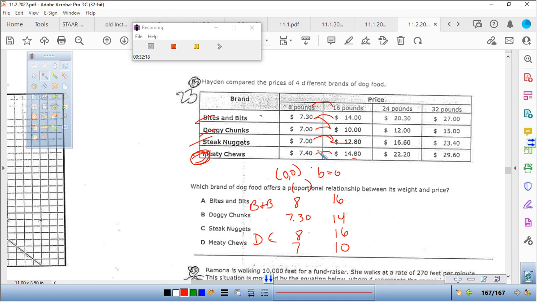Well, what do you mean? So if I double it here, then this doubles. If I go 3 times as much, then it better be 3 times as much. So this one did not double from 8 pounds to 16 pounds. It should be $14.60, but it just went $14. So that's just a quick example. Final answer is offers proportional. It's got to be 82.